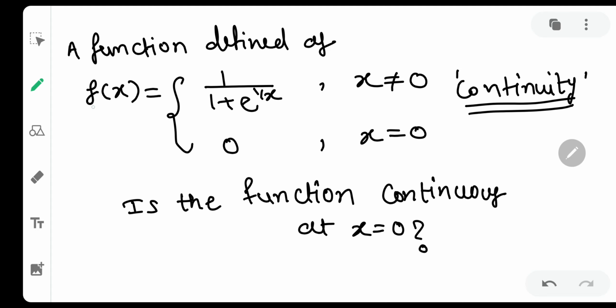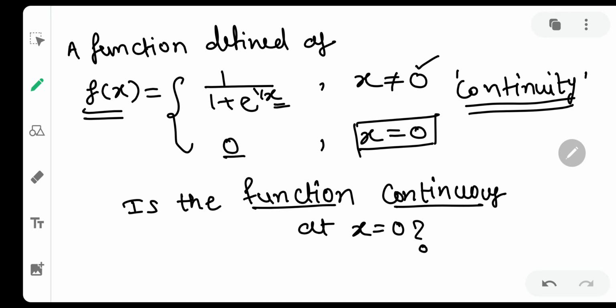The question has f of x defined as 1 upon 1 plus e raised to 1 by x, where the power is also in reciprocal, for x not equal to 0, and the function is defined as 0 when x is equal to 0. So they have given us this value at the point, and they have given us this limit value, which is 1 upon 1 plus e raised to 1 by x. We have to check whether the function is continuous or not.